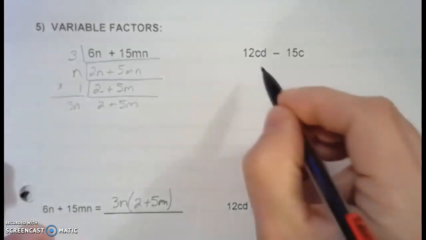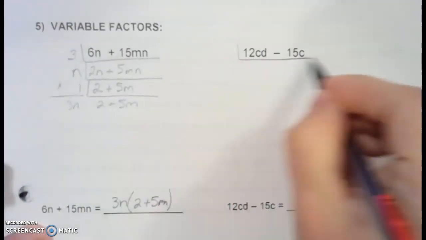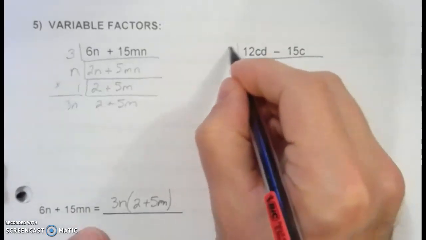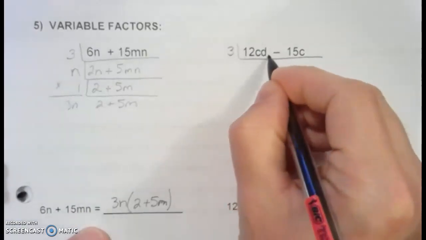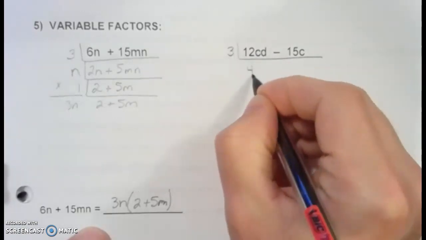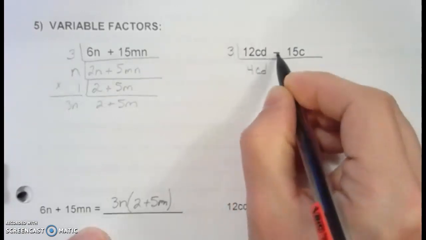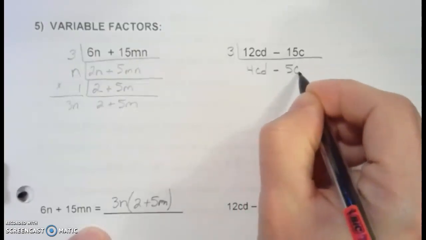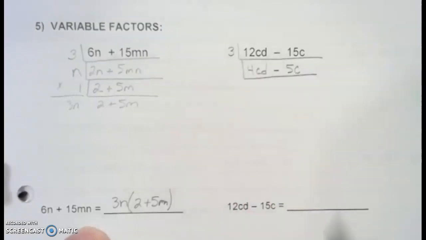In the next example, same thing here. I'm going to put my factor box around the two terms, 12cd minus 15c. And I'll start by looking for a numerical factor. I see that 3 goes into each of those. 12cd divided by 3 is 4cd. Negative 15c divided by 3 is negative 5c. Put your factor box around 4cd minus 5c.